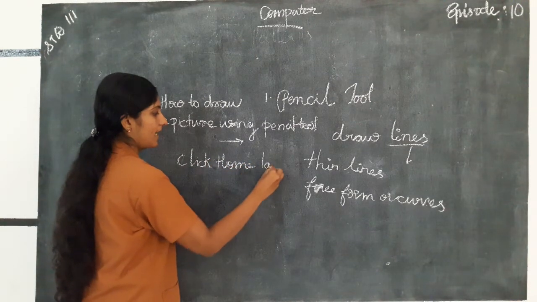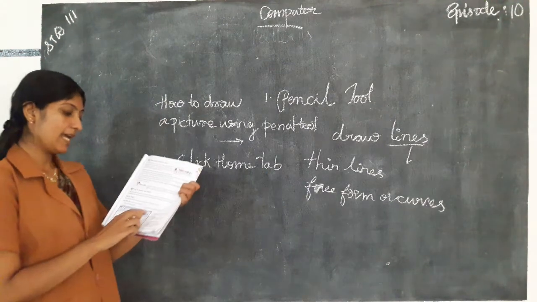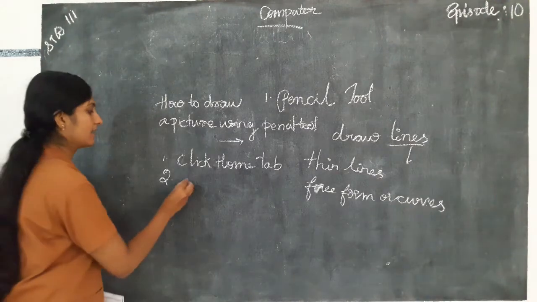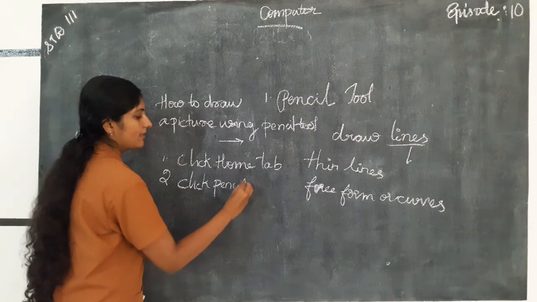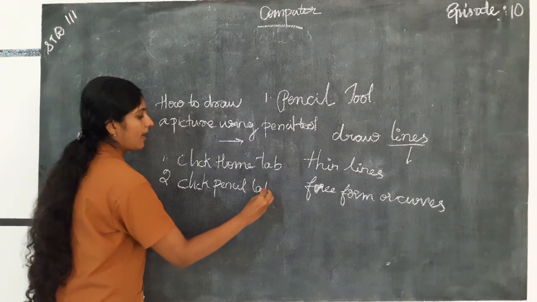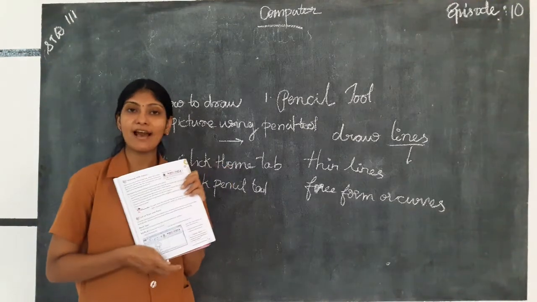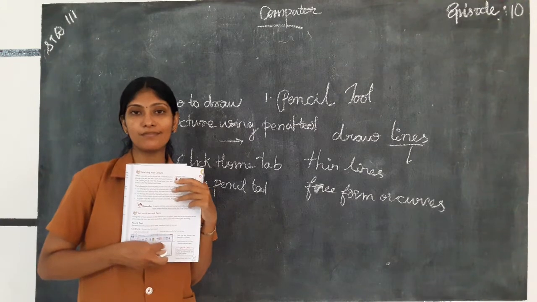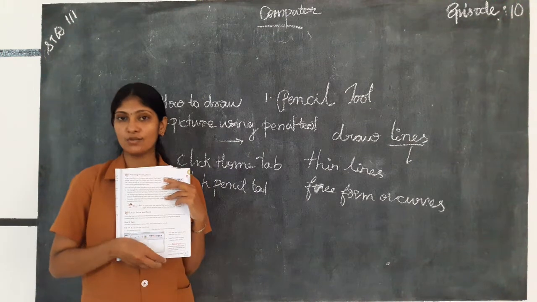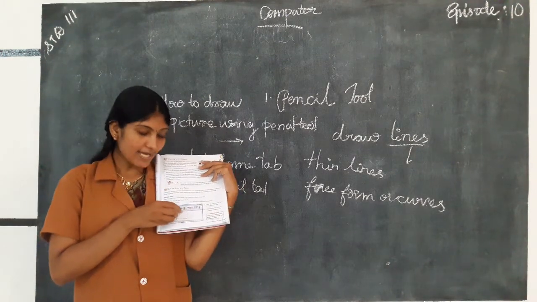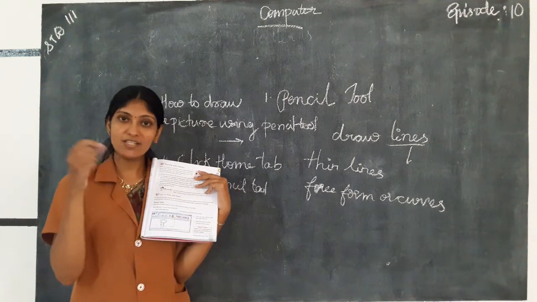Click Home tab. Then the second step is click the pencil tool. First go to Home tab, then click pencil tool, and then the third step is you can adjust the size of the pencil, meaning the thickness of the pencil. There is a size button here, so we can adjust the size of the pencil tool.